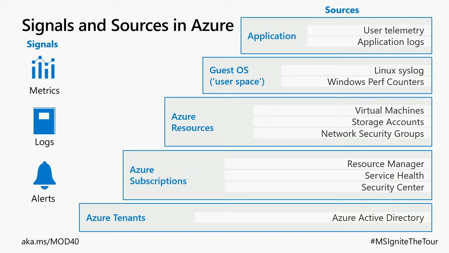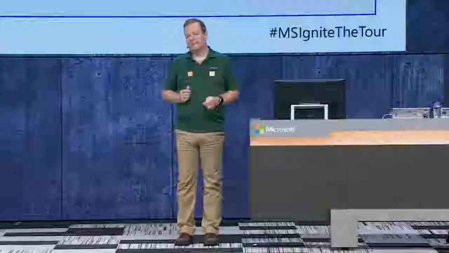So if we start at the bottom, you start with a tenant. This is your account, basically, and one account can have one or more subscriptions. And inside there, you will get some signals via the resource manager. There is service health monitoring. All that happens automatically without you having to do anything, because this is just part of what I would call the fabric of Azure. And then after that, we have resources on top of that: virtual machines, storage accounts, networking, etc. All this is also going to be monitored automatically.